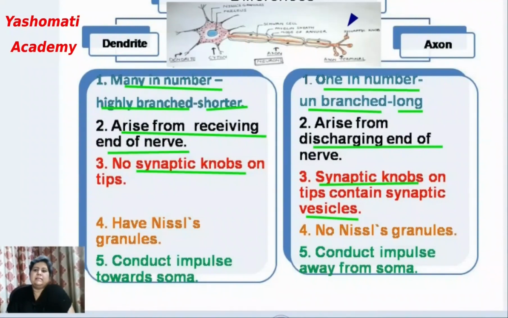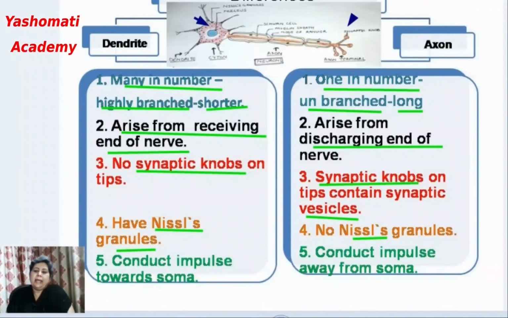Another difference is that, just as in the soma there are Nissl granules present, similarly dendrites also have Nissl granules in them. Nissl granules are those organelles which contain more ribosomes and endoplasmic reticulum. So, these are the parts which are mainly associated with the synthesis of neurotransmitters. They produce the neurotransmitters. So, Nissl granules are present in the soma as well as in dendrites, but Nissl granules are not present in the axons.